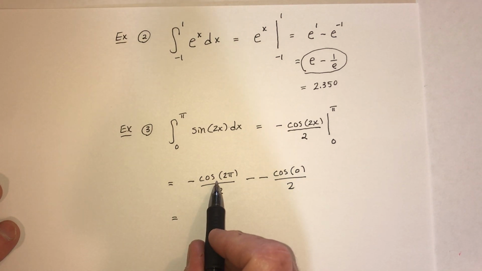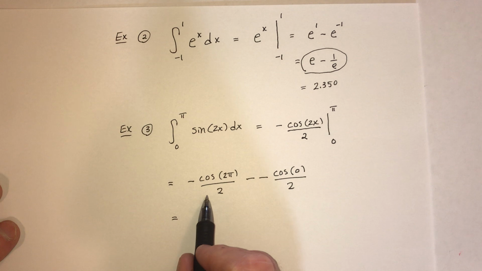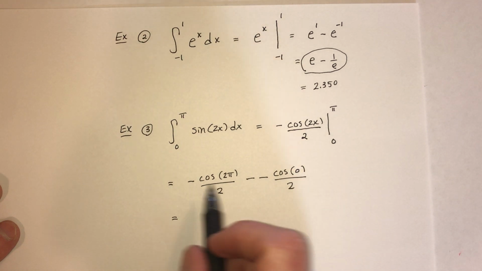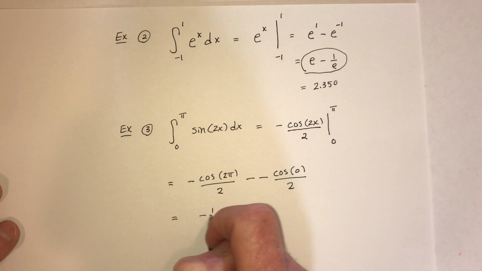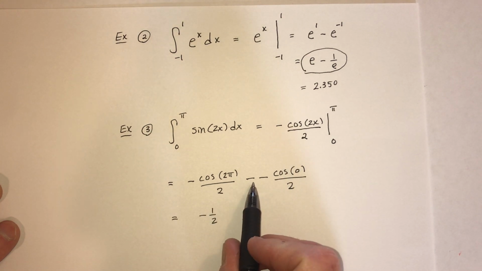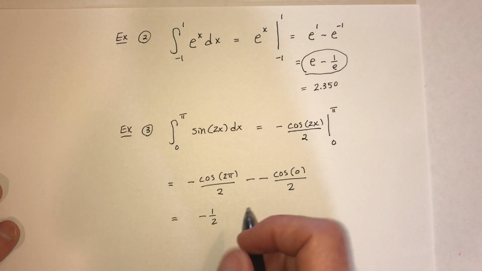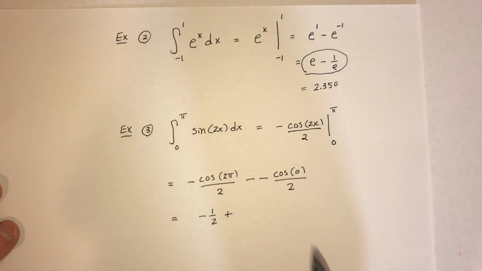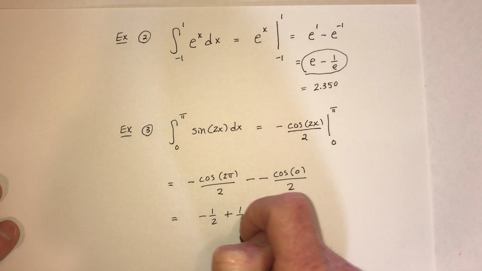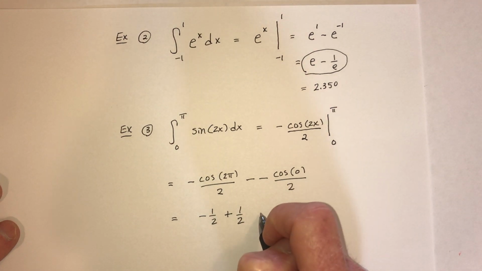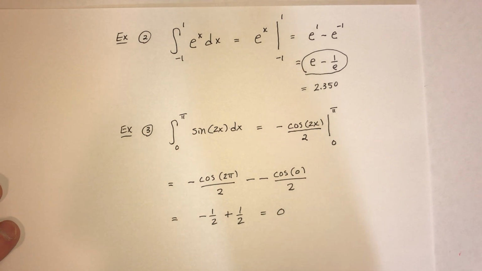Let's see, cosine of 2 pi. So cosine starts at 1, goes down, goes back up to 1. So this is actually equal to 1. But because of that, it's going to be negative 1/2. And then a negative times a negative is a positive. Cosine of 0 is 1. And so this is 1/2. And a negative 1/2 and a positive 1/2 equals 0.